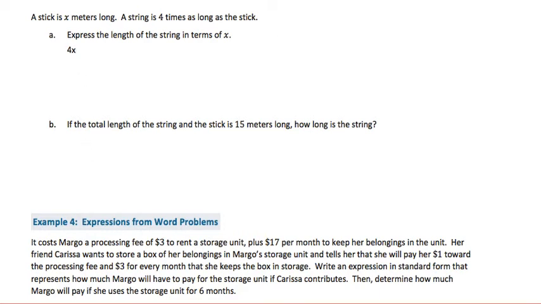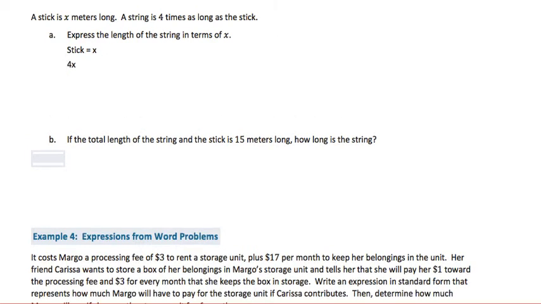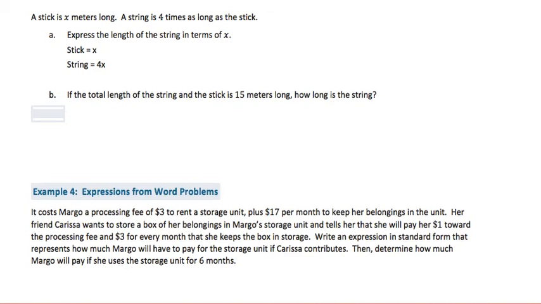Then in part B it says, if the total length of the string and the stick is 15 meters long, how long is the string? This is an interesting situation because if we had labeled a little better up here, if we had said the stick equals x, and we said the string equals 4x, then this would have been a lot easier to set up. Okay, so we'll show that.